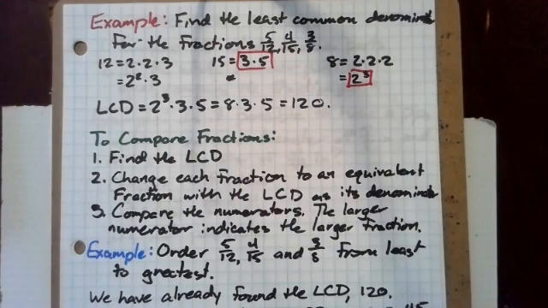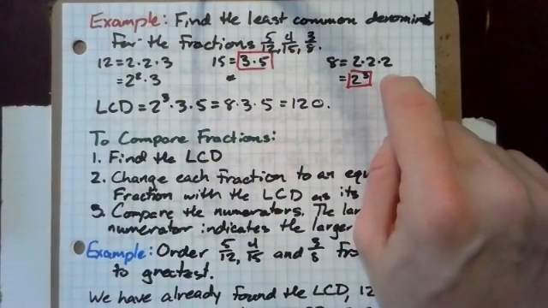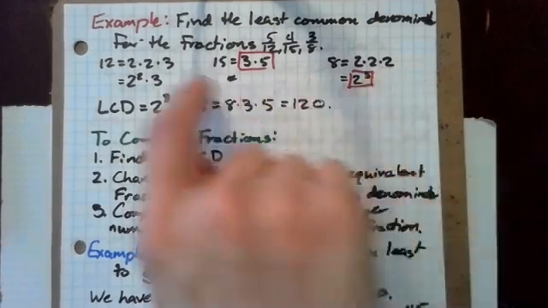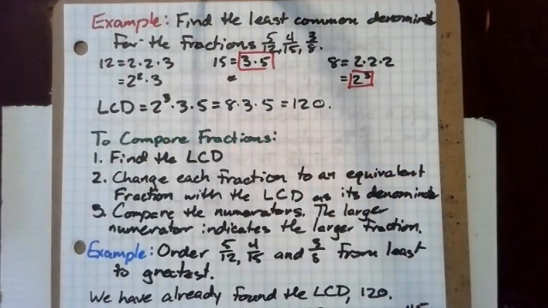So the least common denominator has to have the same number of 2's as 8, the same number of 3's as 15 or 12, and the same number of 5's as 15. So that's 2 cubed times 3 times 5, which is 8 times 3 times 5, which is 120.